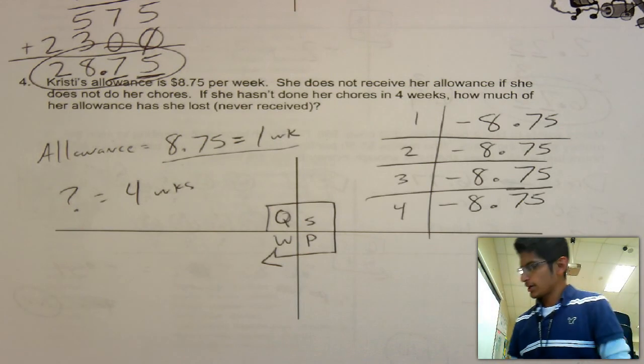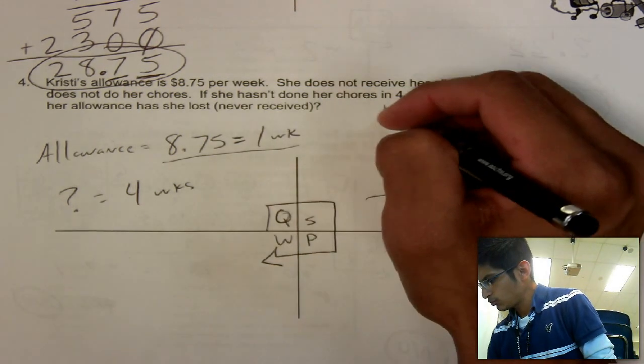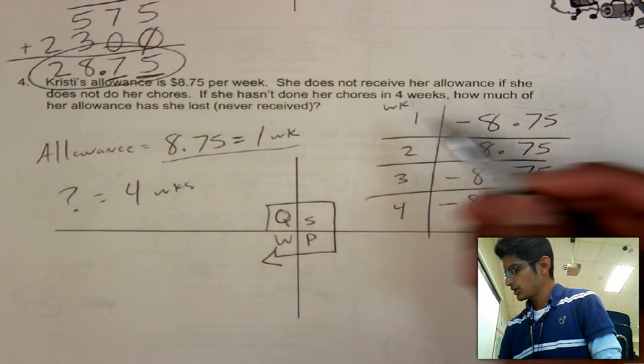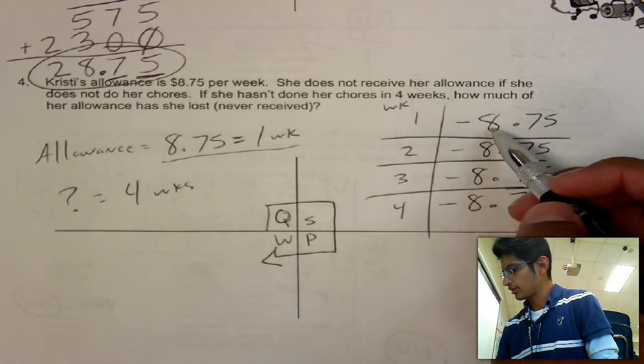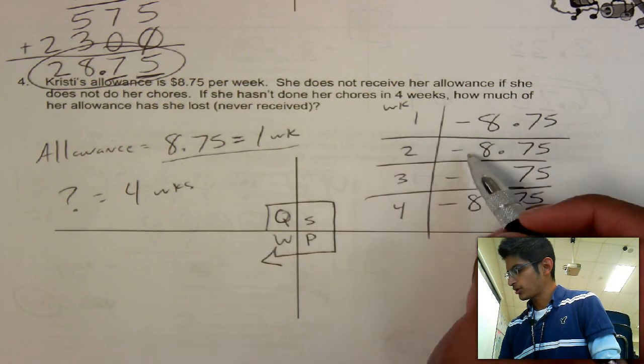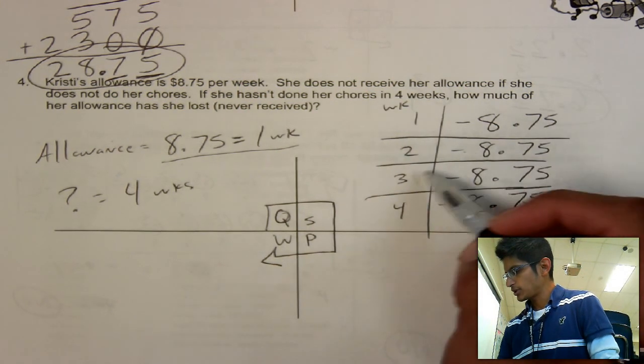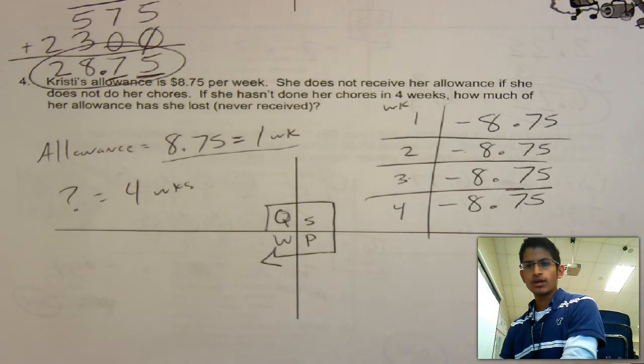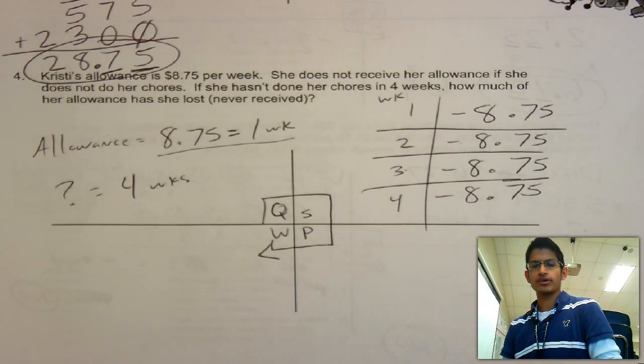Okay, and for my strategy, I drew a table. I said in week 1, if she doesn't do her chores, she's going to lose. That's why it's negative $8.75. So she's going to do that for 4 weeks. So every week she does not do her allowance, she loses $8.75. So I need to figure out how much money she will lose altogether if she never does her chores for 4 weeks.